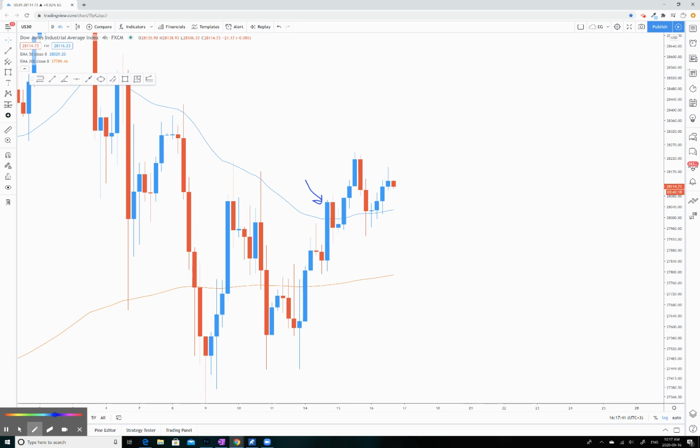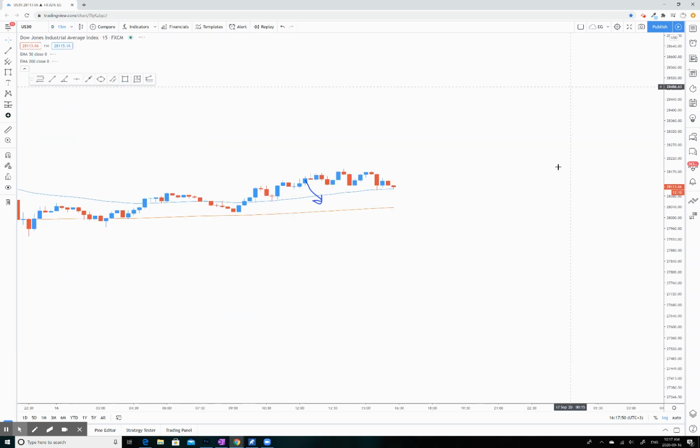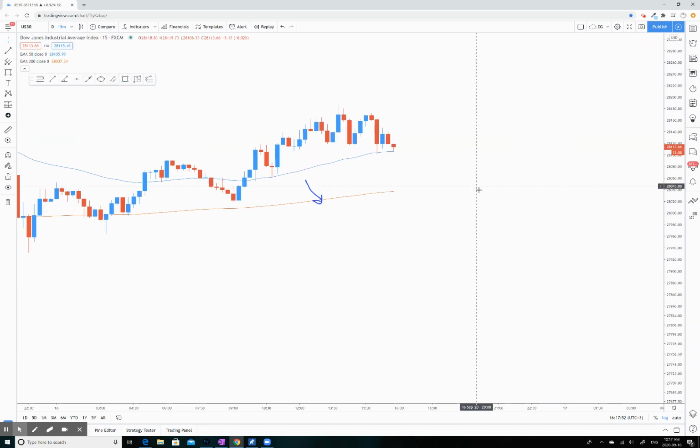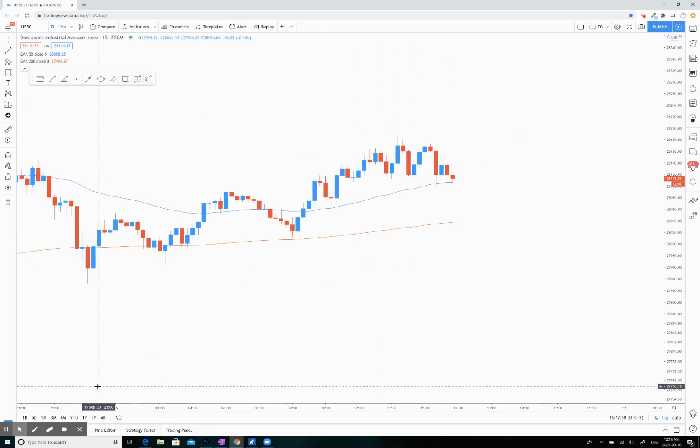I wouldn't actually enter using this one though. So I would go down to the 15-minute. I'm actually going to show you today how we could get an entry here, day trading this pair. Let me get rid of this as well. All right, now once we come over here, I'll show you where I would have entered.